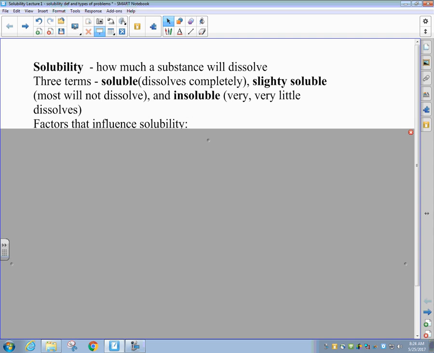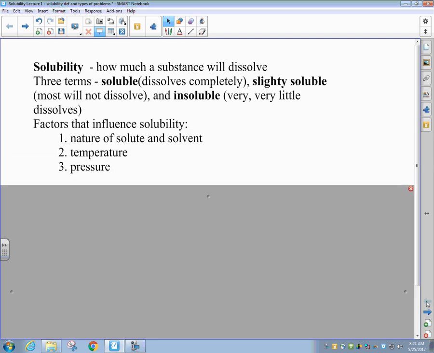Now, what are the factors that influence solubility? We have 3 of them. The first one, the nature of the solute and the solvent. This goes back to the attractive forces that are at work between the different substances.